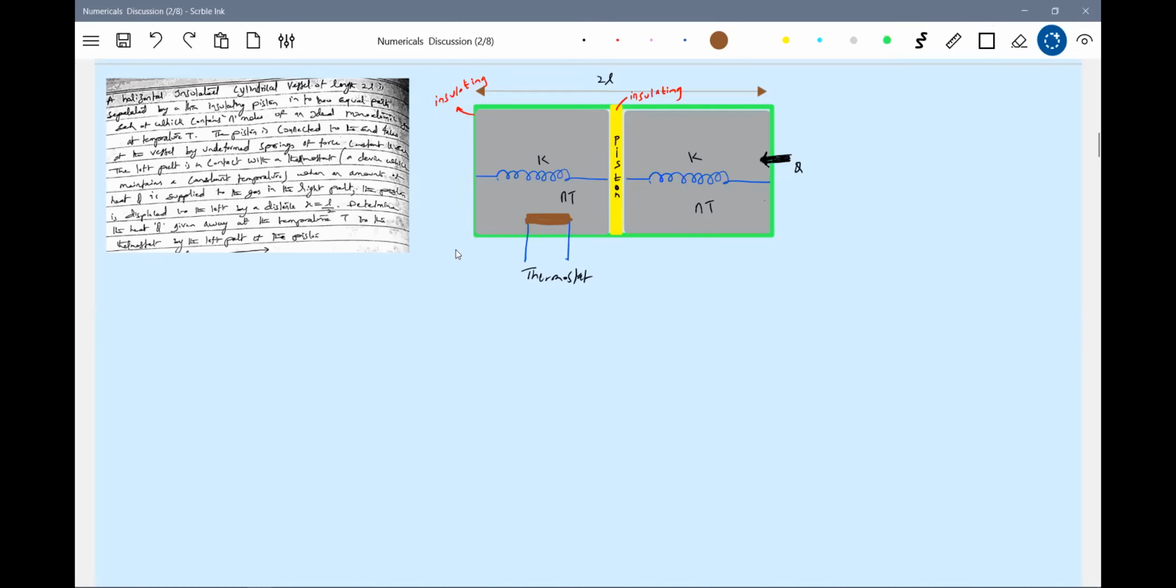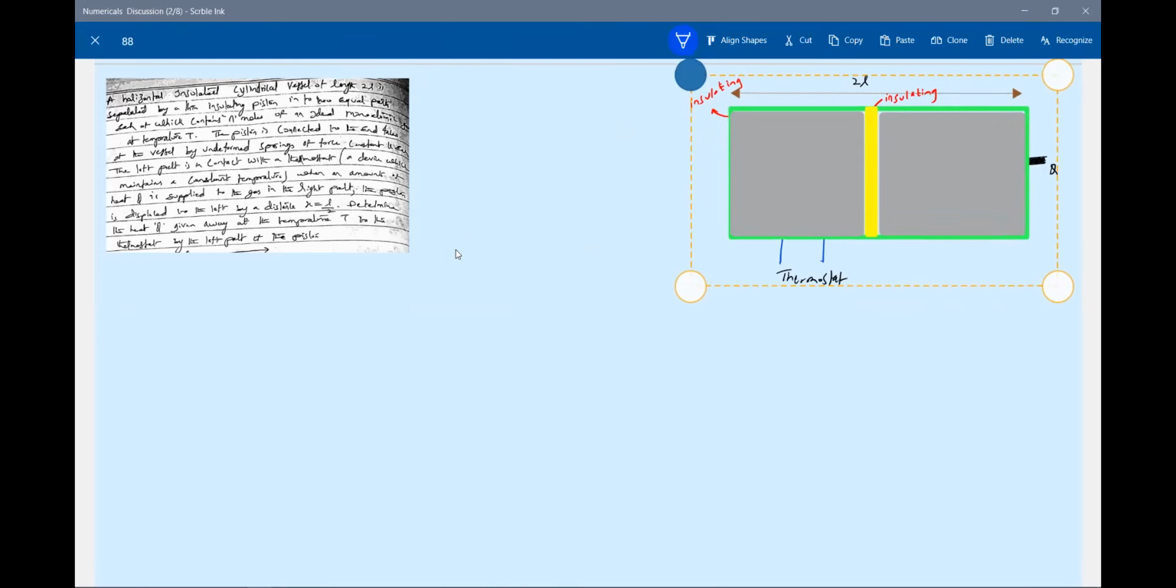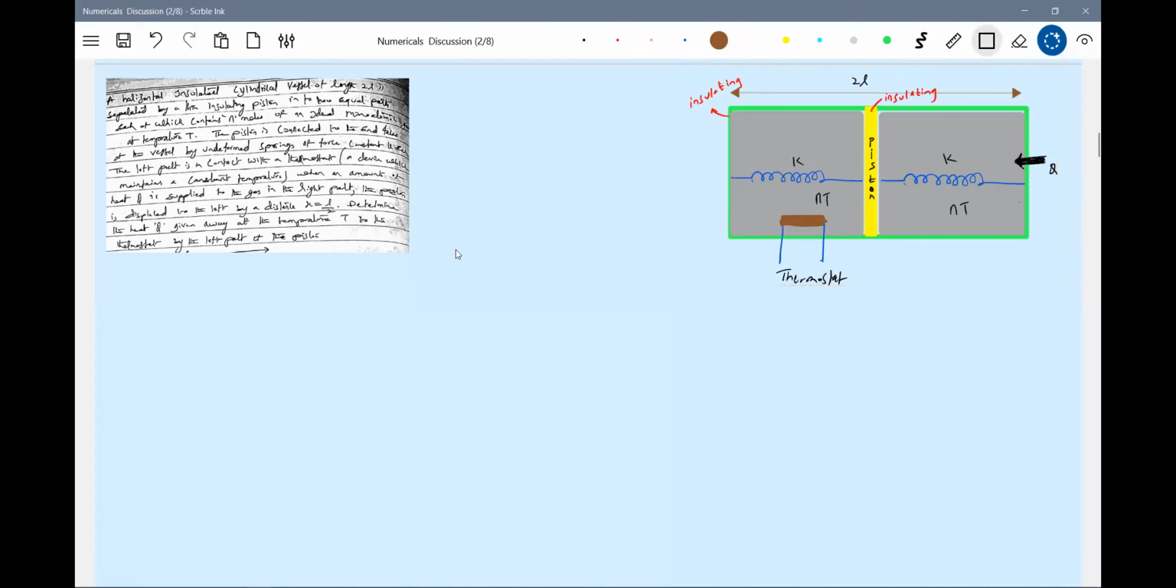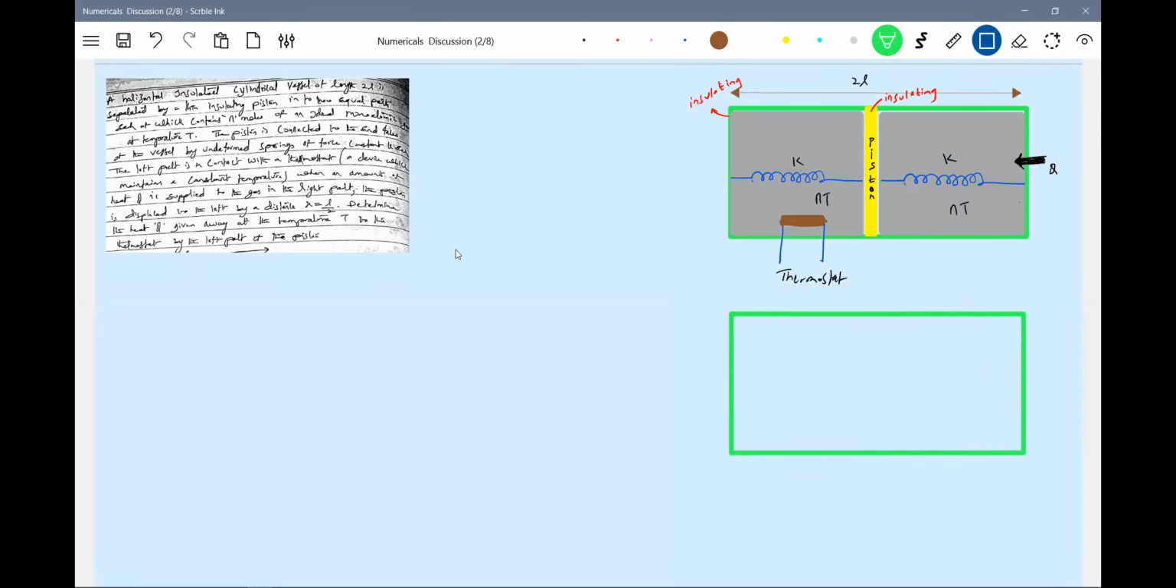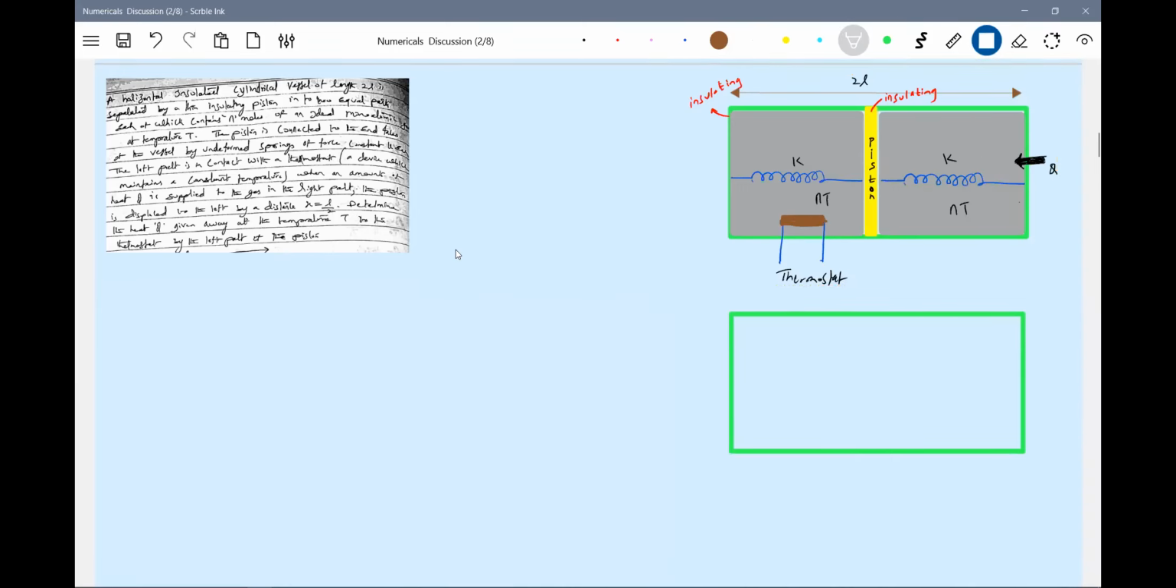Okay, I'll just adjust the diagram. One more diagram is needed. Meanwhile, you think on it. I'll shift everything here. The piston will get displaced here.